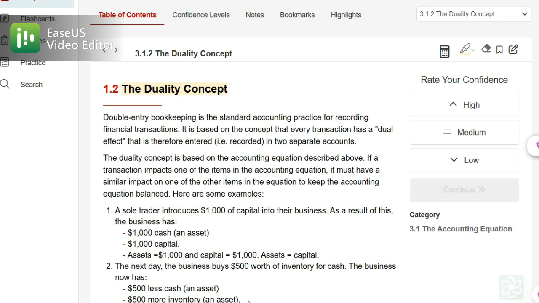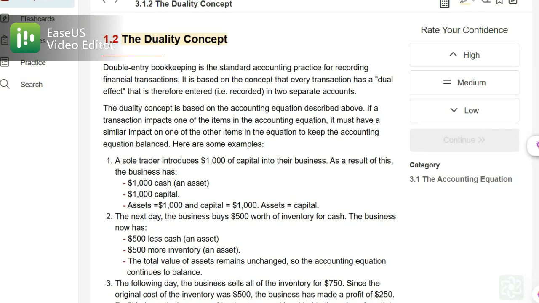Okay, guys, this is lecture number 18, and this lecture will discuss the duality concept. You have an understanding that in accounting, every transaction has two sides, and this is called the duality principle. It means whenever something changes in the business, it affects two accounts at the same time. This keeps the accounting equation balanced, and we know what the accounting equation is: asset is equal to liability plus capital.